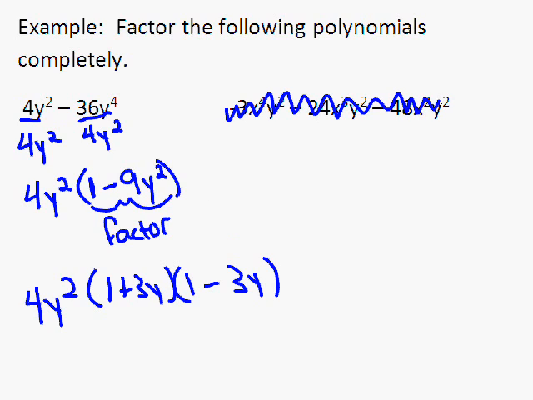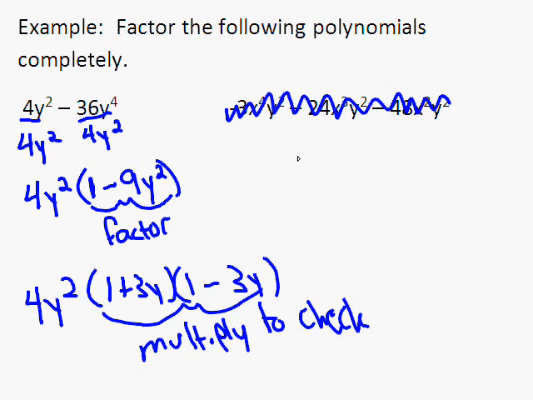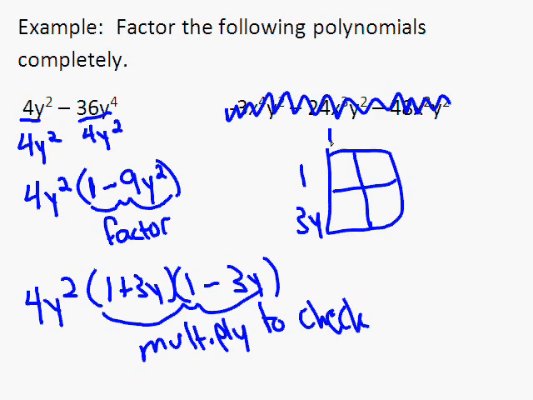Now I'm going to go ahead and check my solution. To check a solution for this one, it's a little bit more time consuming. Just like we factored the parentheses last, we're going to go in the opposite direction to check, and multiply these two first. So we're going to multiply to check. Use our box if we want: 1 and 3y, and 1 and negative 3y. Giving us 1 times negative 3y is negative 3y, 1 times 3y is 3y, and 3y times negative 3y is negative 9y squared. Leaving us with 1, positive 3y, negative 3y, they cancel out, minus 9y squared.